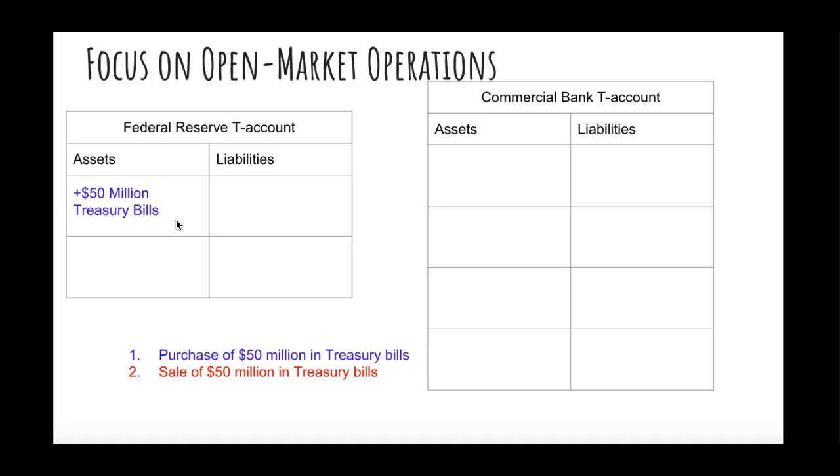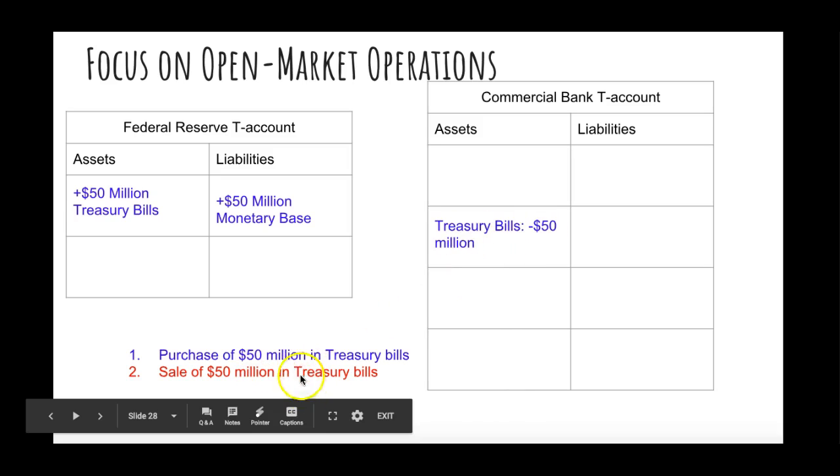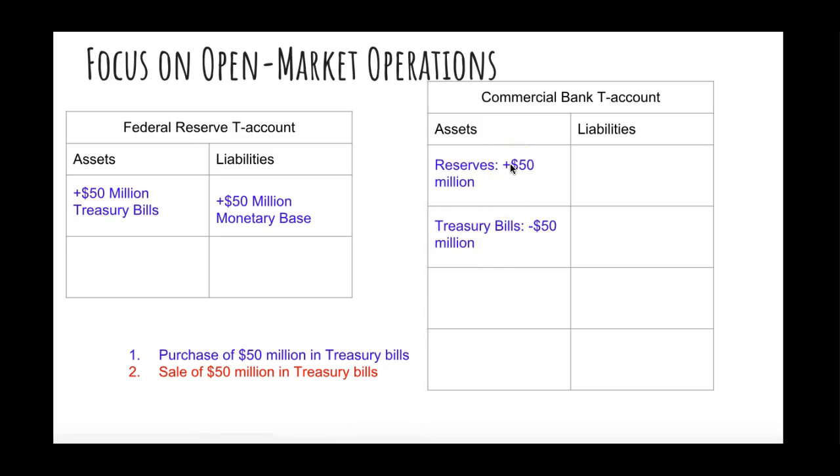But at the same point in time, if the Fed is buying those treasury bills, it is also going to be putting that $50 million back into the monetary base. What that means is the monetary base is going to be our reserves with our commercial banks. So over here, the commercial banks are going to lose 50 million in treasury bills, and I should have specified this would be assuming the Fed is buying all of these treasury bills from commercial banks. But reserves are going to go up by 50 million.